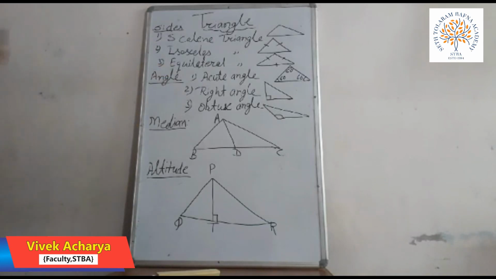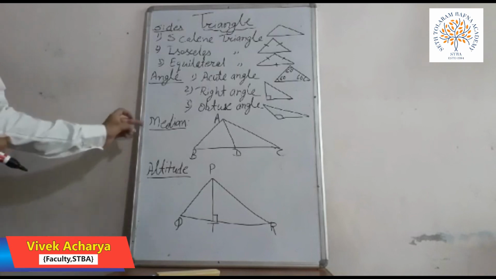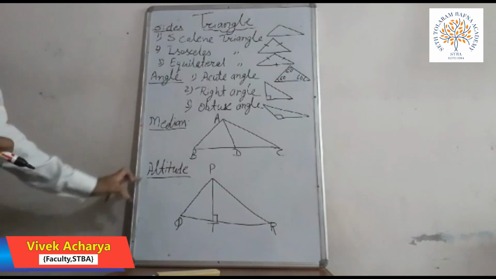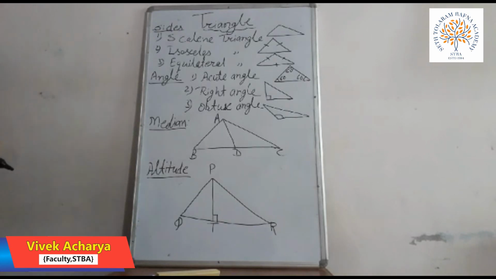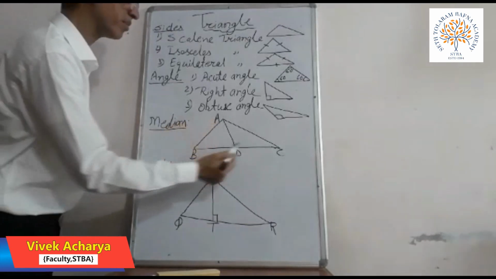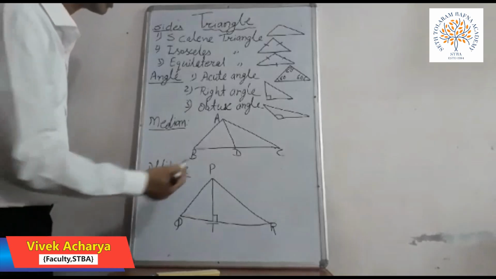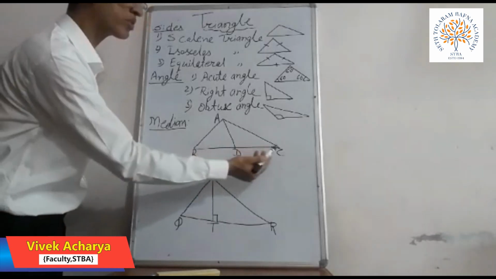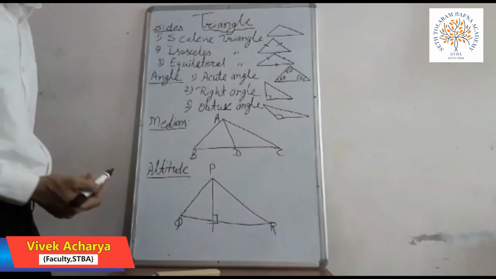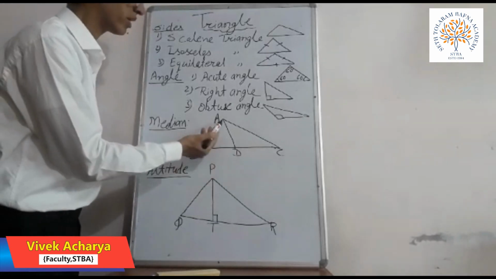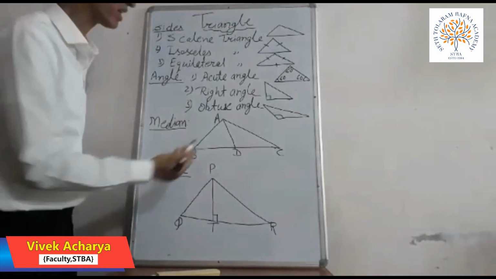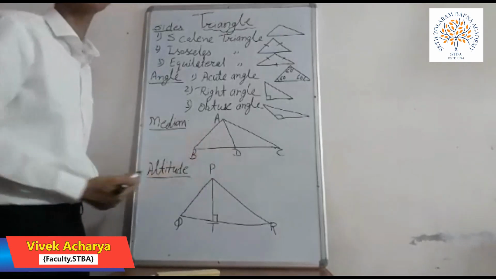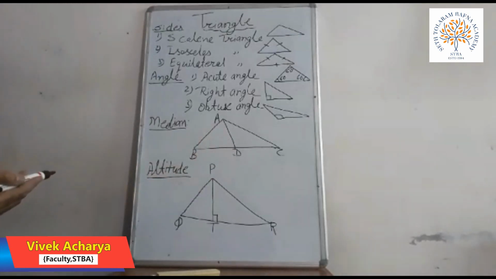Now children, two things new you have to understand now in this class. The first one is median and the second one is altitude. Just understand firstly median. Children, if you take any triangle ABC and D is the midpoint of side BC, and if we join vertex A to D, then AD is median of the triangle ABC.